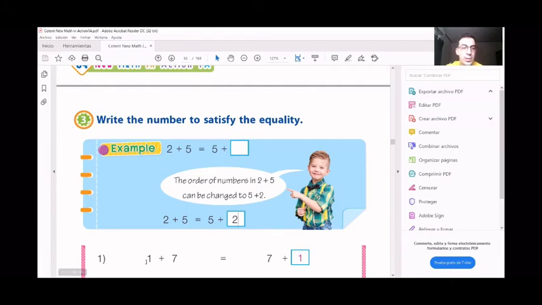So in number 1, you can see here 1 plus 7, we have number 1 and number 7 in addition. So here we have number 7, so we fill in the number 1. Okay, now you understand how to do it.